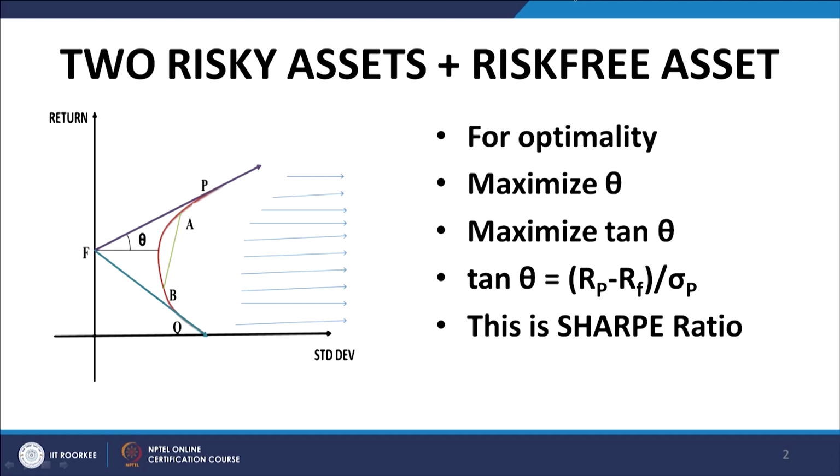Right. So, we are talking about the two security portfolio with a risk free asset. In that case, as I mentioned earlier, we arrive at the conclusion that maximization of this particular ratio, which is called the Sharpe ratio, enables us to achieve optimality for particular set of securities.